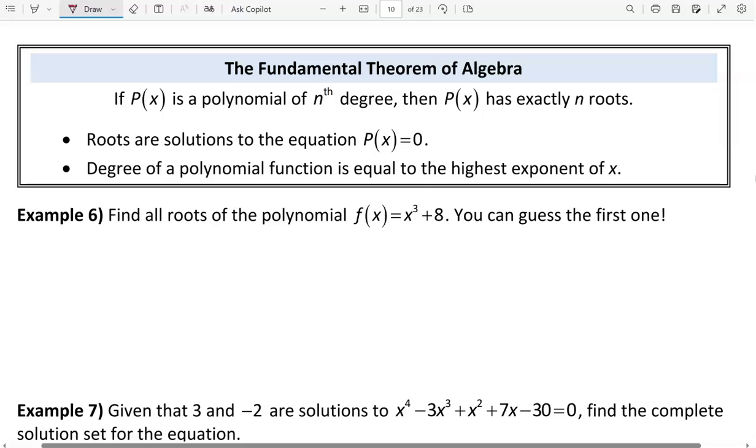All right, this brings us to the fundamental theorem of algebra. If the polynomial p of x has an nth degree, then p of x has exactly n roots. Now, what do we mean by roots? Roots are solutions to the equation p of x equals 0, and the degree of a polynomial function is equal to the highest exponent of x in the equation.